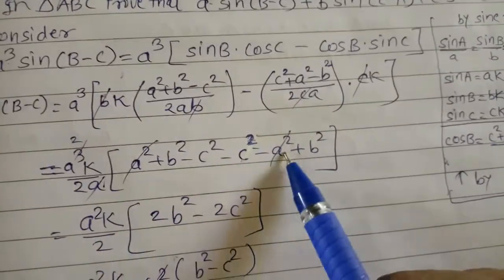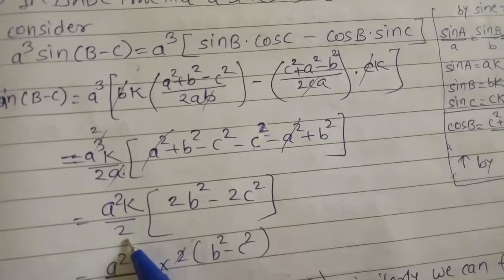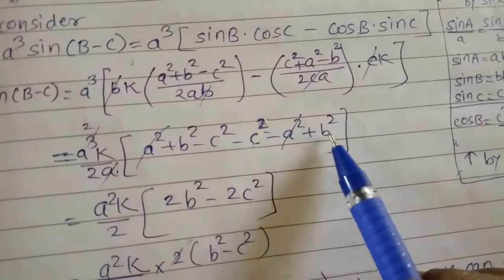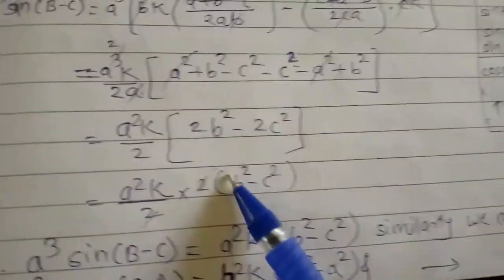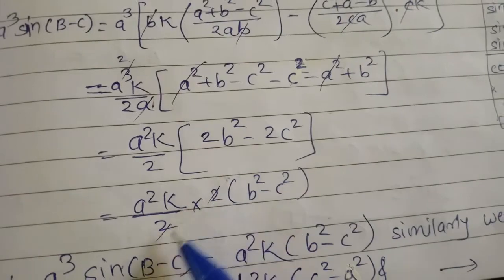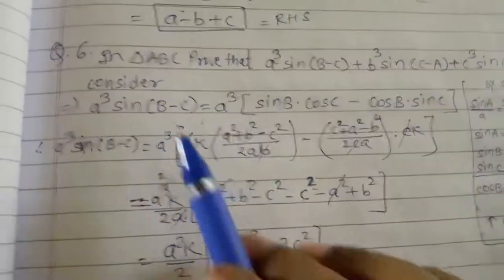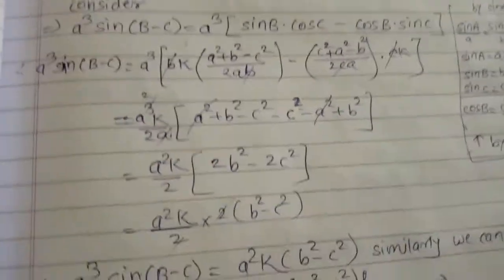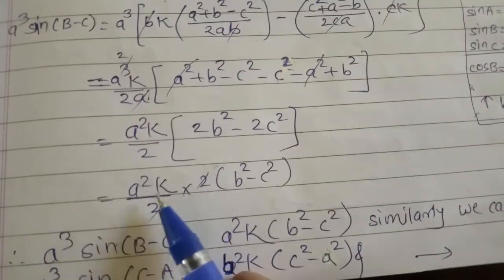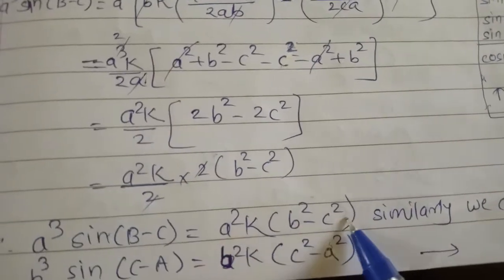And see, this a square will get cancelled with this a square. So the remaining terms are a square k upon 2, here 2b square minus 2c square. Again we are taking 2 common outside. So a square k upon 2 into (b square minus c square). So this 2 will get cancelled. So here is the answer of this one, that is a cube sin(B minus C). After solving, we got a square k into bracket (b square minus c square).